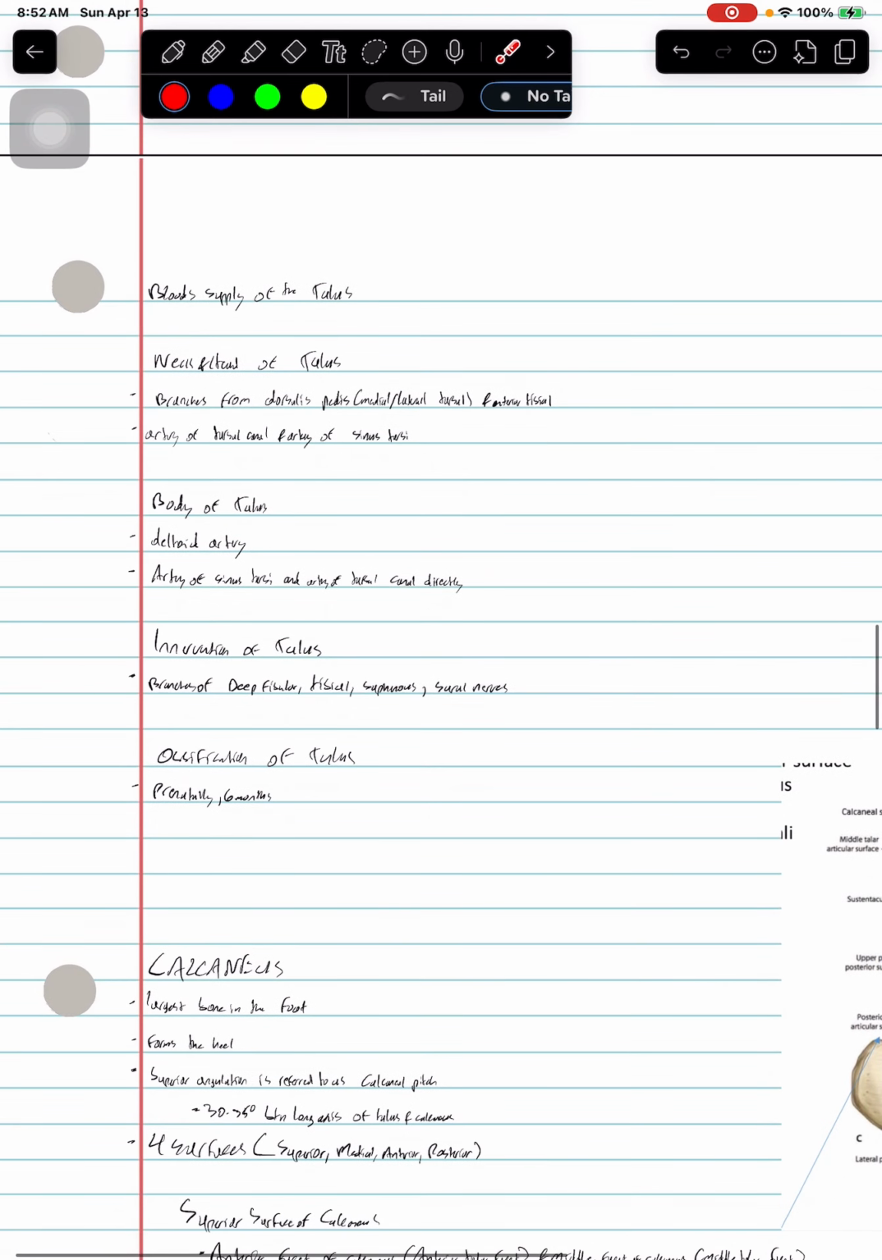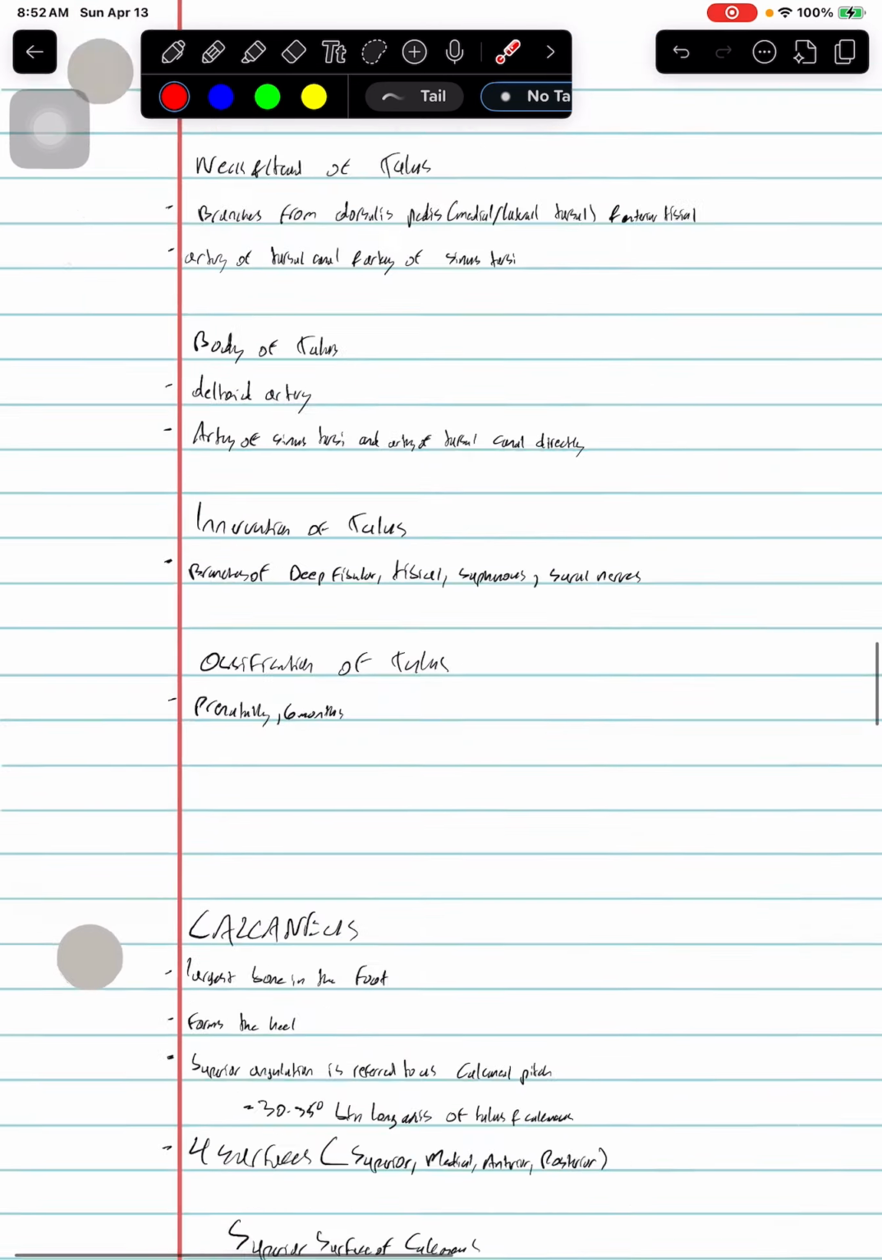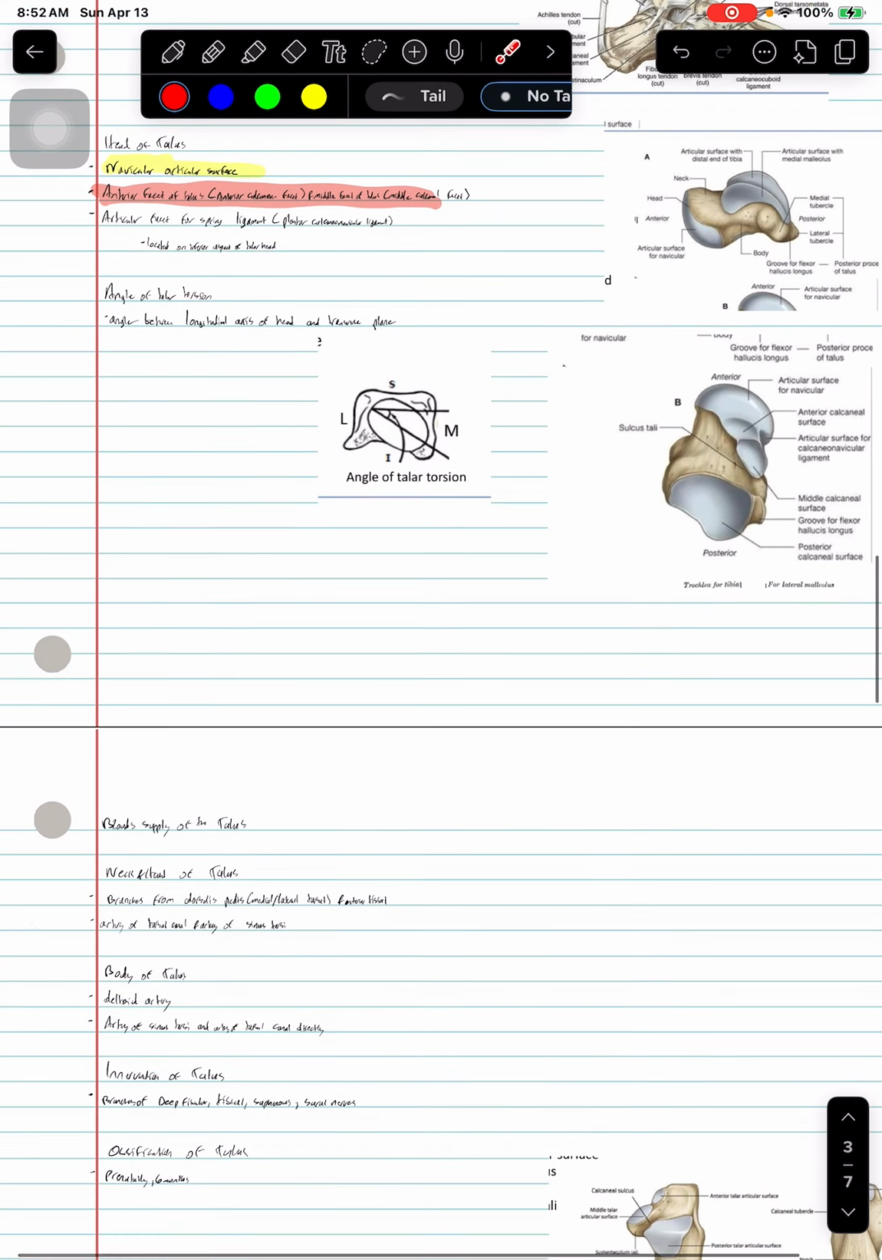The talus is innervated by branches from the deep fibular nerve, the tibial nerve, the saphenous nerve, and the sural nerves. The ossification of the talus occurs within 6 months. And that's it about the talus.